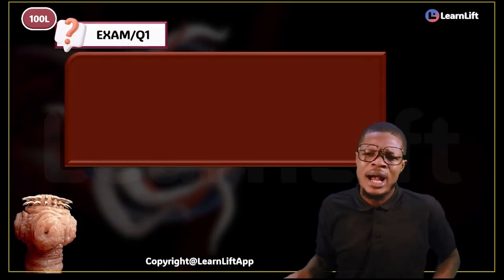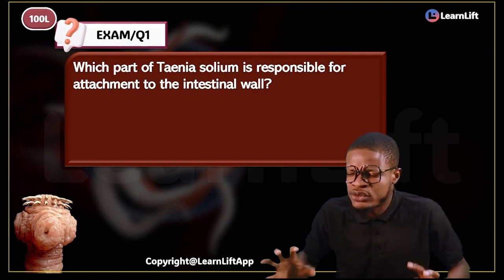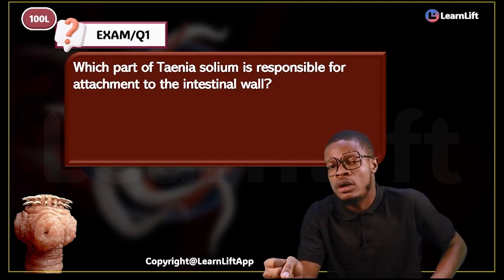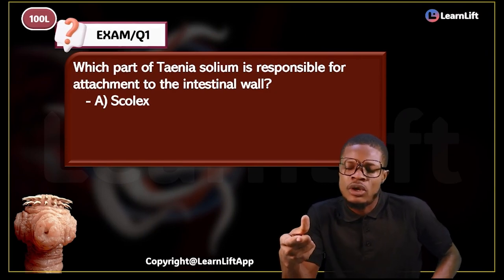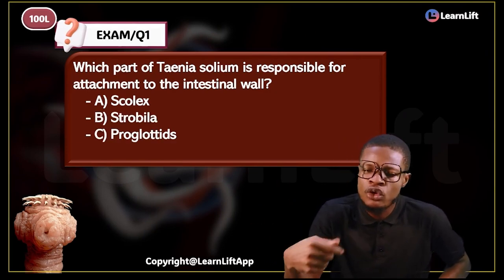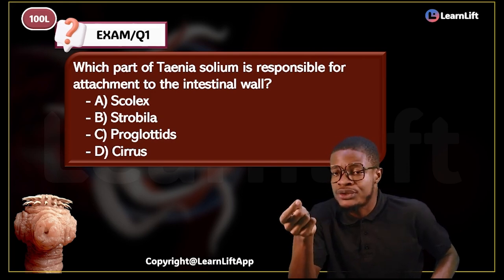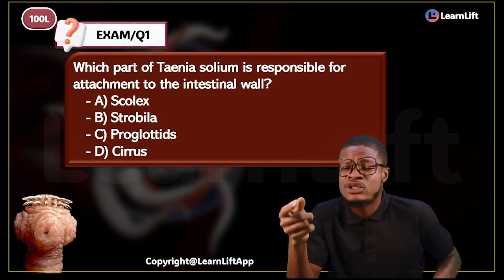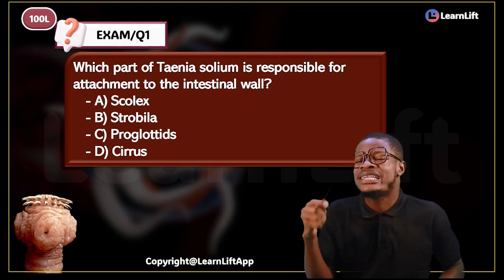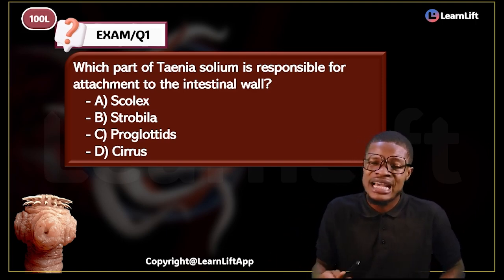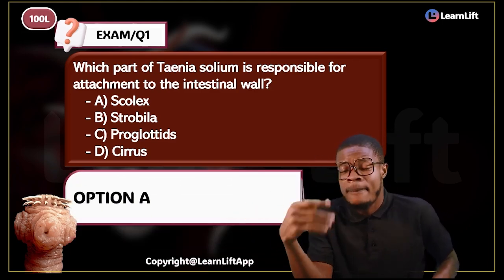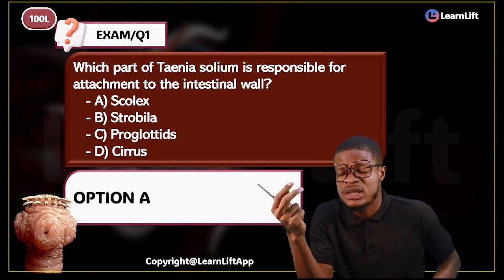Look at question 1 that they gave us here. Which part of Taenia solium is responsible for attachment to the intestinal wall? Is it the scolex, or the strobila, or the proglottids, or the cysticercus? What is the correct answer? Of course, attachment to the intestinal wall is by the aid of their scolex, and that makes option A the correct answer, because it is the scolex that contains the hooks and the suckers.